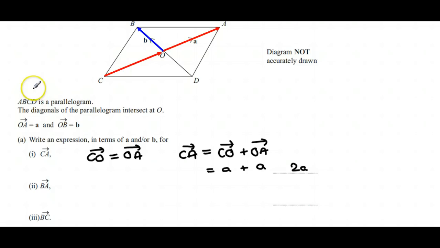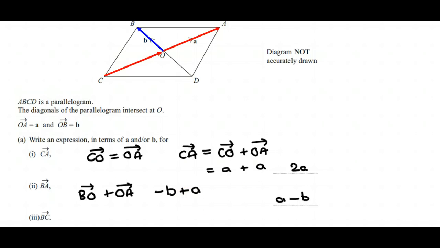For B to A, well, to get from B to A using our Bs and our As, we need to go first of all the wrong way along B. So we're going to go from B to O, and then from O to A. That means going the wrong way along B and then the right way along A. So we've got minus B plus A, which can be written as A minus B. You get a mark for either one of those.